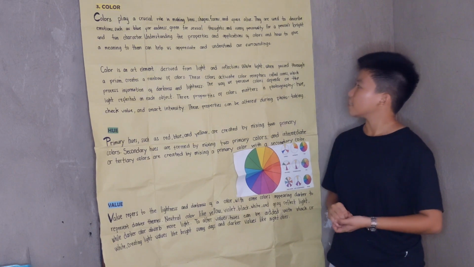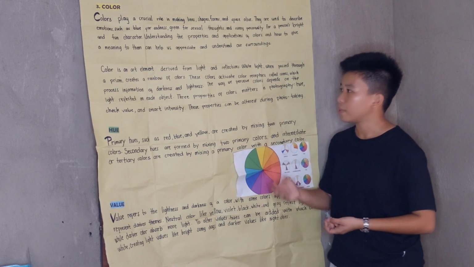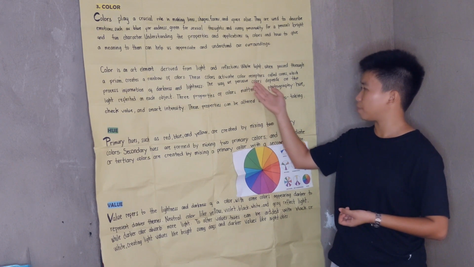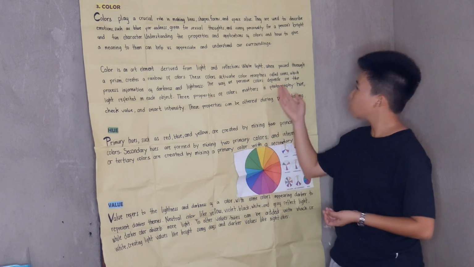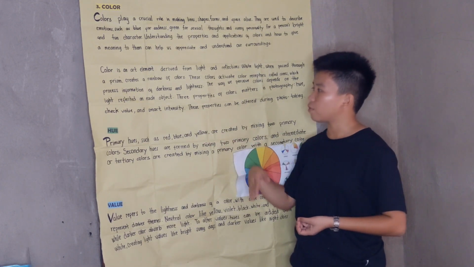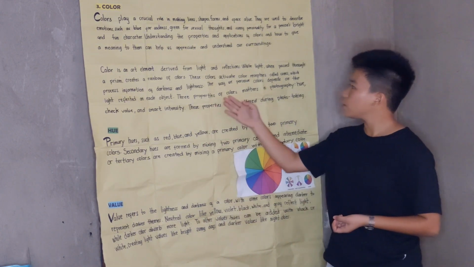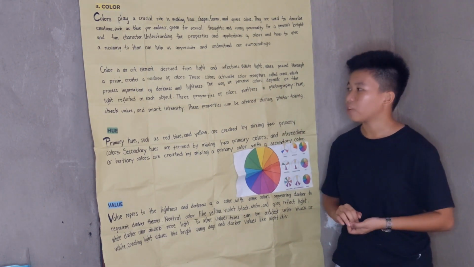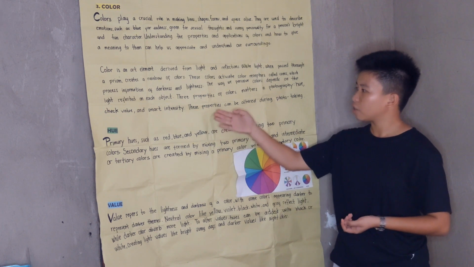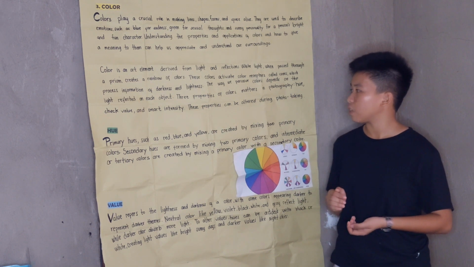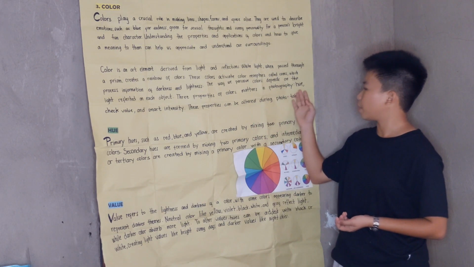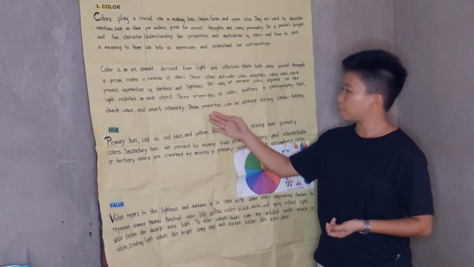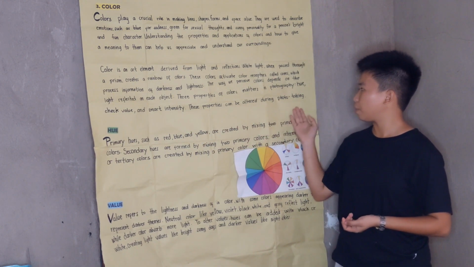Colors are an art element driven by light and reflection. White light when passed through a prism creates a rainbow of colors. These colors activate color receptors called cones, which process information of darkness and lightness. The way we perceive colors depends on the light reflected by each object. There are three properties of colors that matter in photography: hue, value, and intensity. These properties can be altered during photo taking.